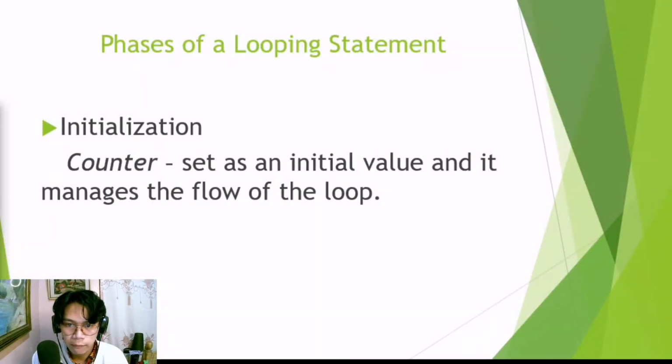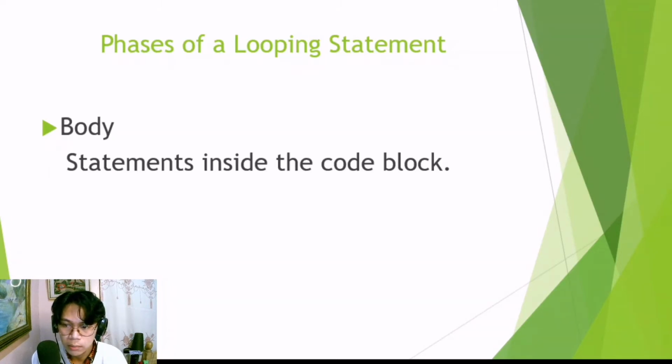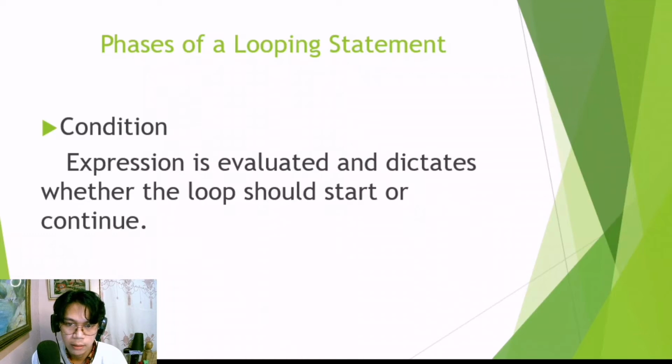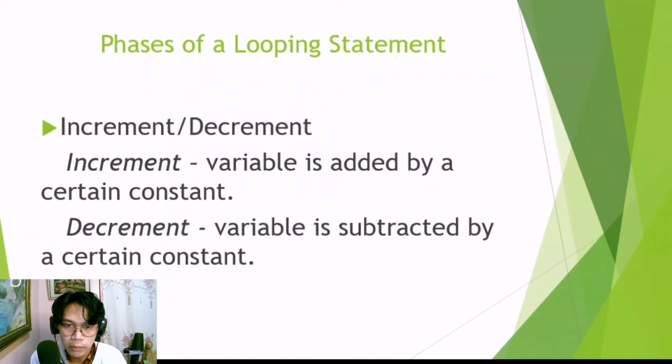Now there are four phases of a looping statement. The first one is initialization, where the counter is set to an initial value and it manages the whole flow of the loop. The second one is the body, which is basically just the statements inside the code block. We have the condition, where the expression is evaluated and dictates whether the loop should start or continue. And lastly, we have the increment or decrement. The increment is where the variable is added by a certain constant, and its counterpart is decrement, wherein the variable is subtracted by a certain constant.